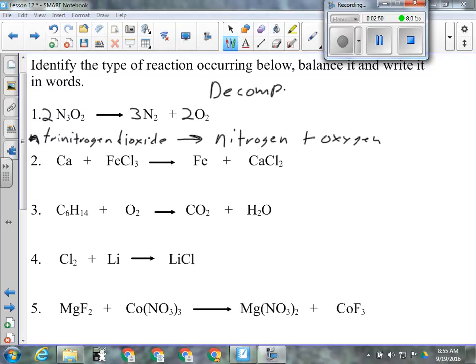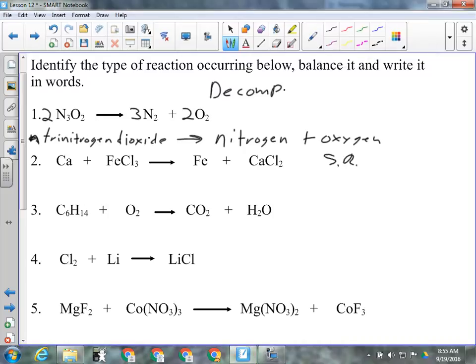All right, so on number 2, I have calcium by itself, which is an element, reacting with iron 3 chloride to produce iron and calcium chloride. What kind of reaction is that going to be? Single replacement, right. So written out in words, we've got calcium plus iron, Roman numeral 3 chloride.